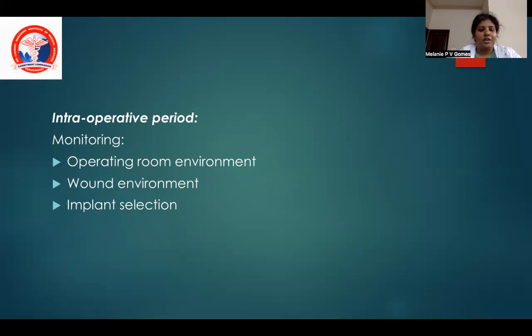The wound environment: antiseptic cleaning of the skin prior to skin incision, appropriately placed incisions, gently handling the tissue, minimum dissection, and observing scrupulous hemostasis helps reduce infection.